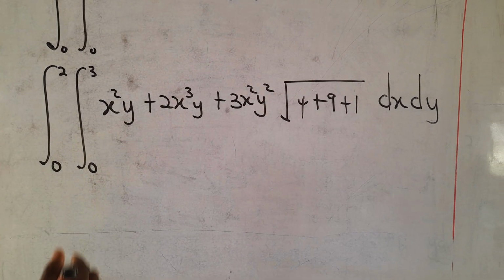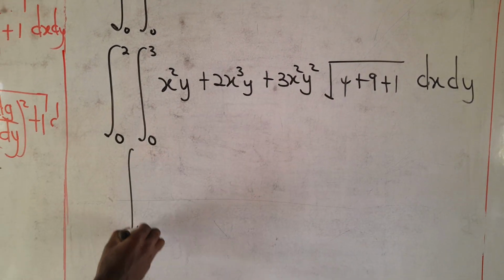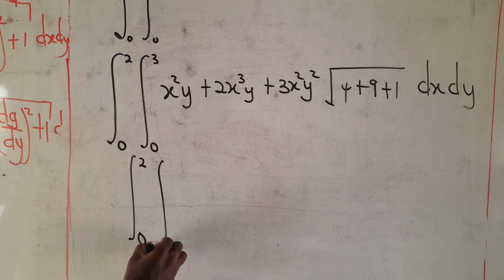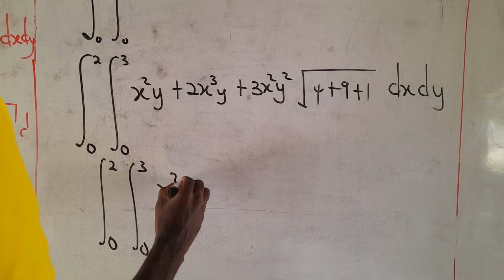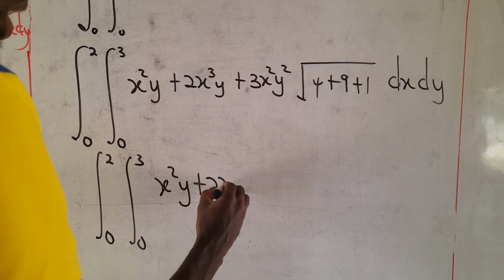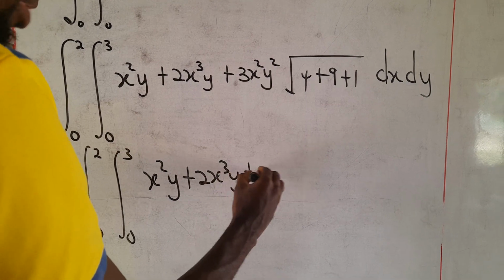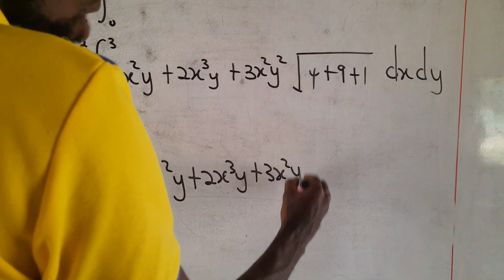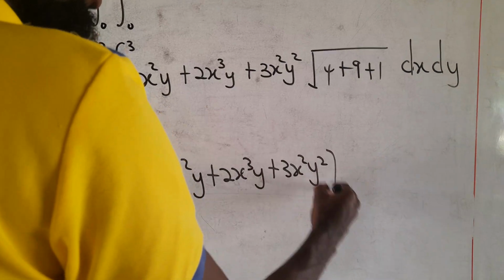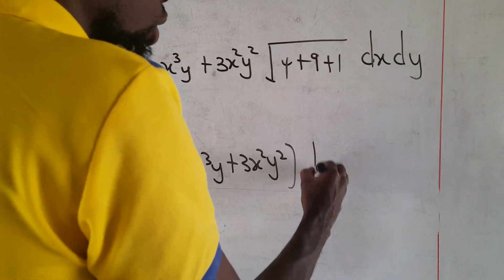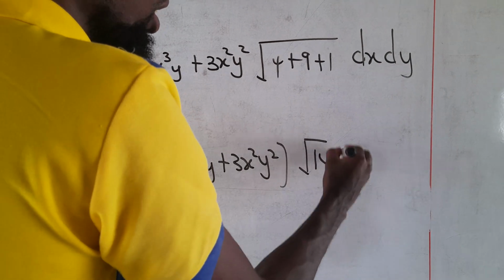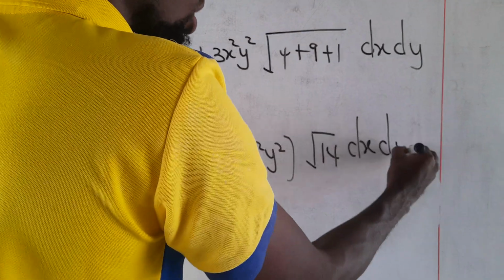So what do I have? I can have my integral spanning from 0 to 2, integral spanning from 0 to 3 of the function x squared y plus 2x cubed y plus 3x squared y squared. Then this is a constant. 4 plus 9 is 13 plus 1, that will be the square root of 14 dx dy.